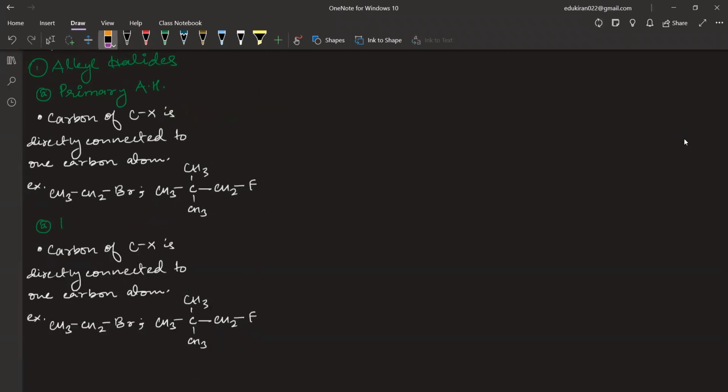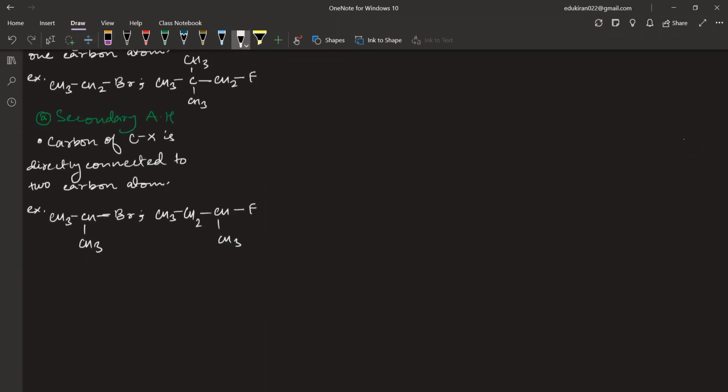Next we can have, let me just copy this, and I can save some time. Secondary alkyl halide. In this, the carbon of CX is directly connected to two carbon atoms. I can modify some of this and write CH3 here. Now this carbon is connected to two carbon atoms. Also, I can do some modification. You can say this is CH2 further connected to CH3 like this. So these are examples of secondary alkyl halide.